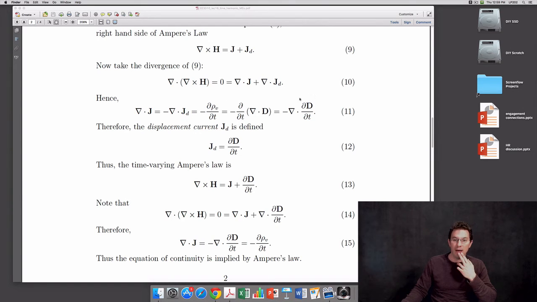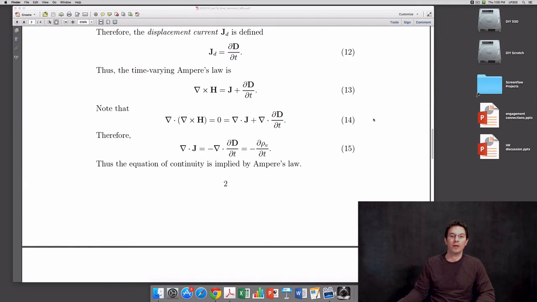So now we've got a relationship between J sub d and the electric flux density D. In fact, we can drop the divergence because we're taking the divergence of both quantities, and it turns out that J sub d is simply equal to the time rate of change of the electric flux density D. So the displacement current, J sub d, is defined to be the partial derivative with respect to time of the electric flux density D. This is the term that we need to add to the right-hand side of Ampere's law. So let's go ahead and do that.